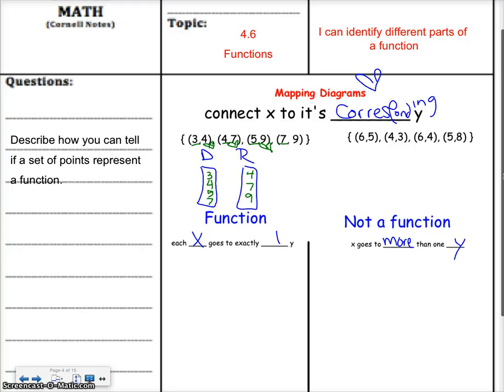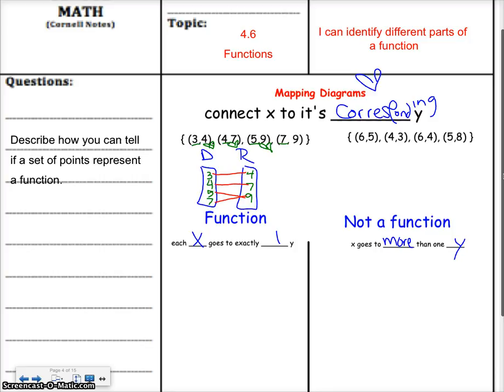And now I connect my x. This is where you start mapping. Mapping is like the connection. So my 3 goes to 4. What does my 4 go to? 7. See how they're connected? They're the same point. 4 goes to 7. What does 5 go to? 9. What does 7 go to? 9. Okay, that's a mapping diagram.